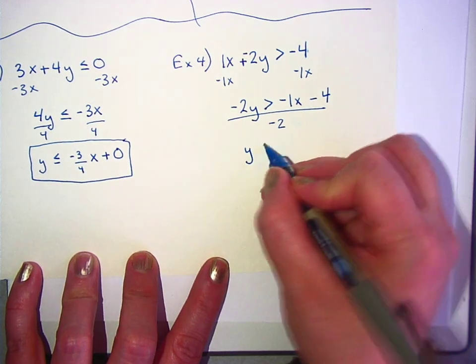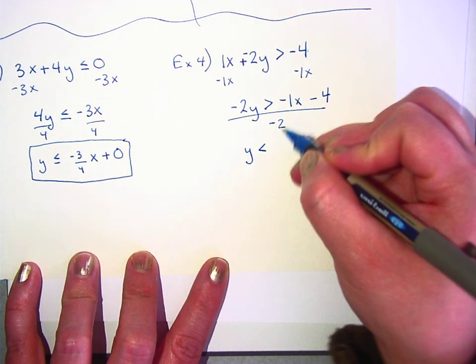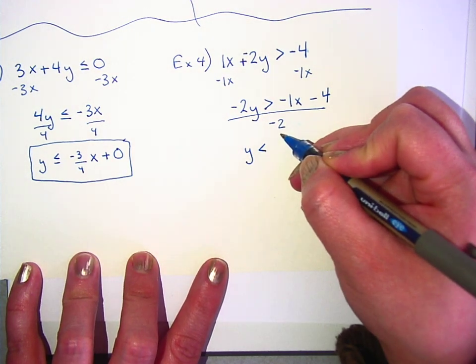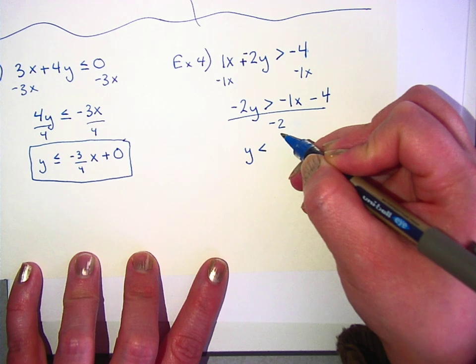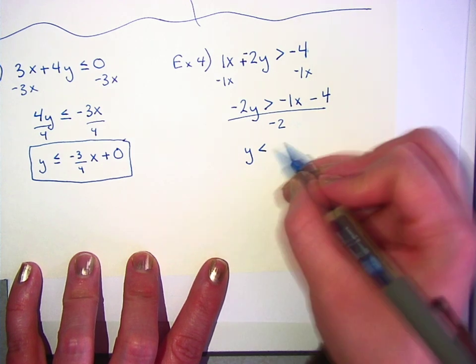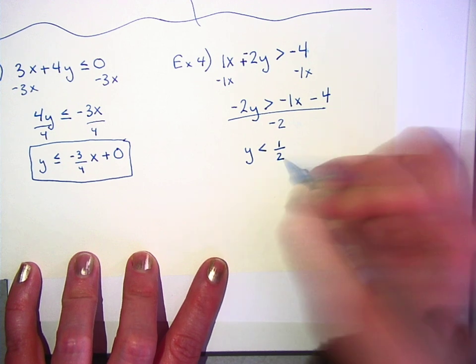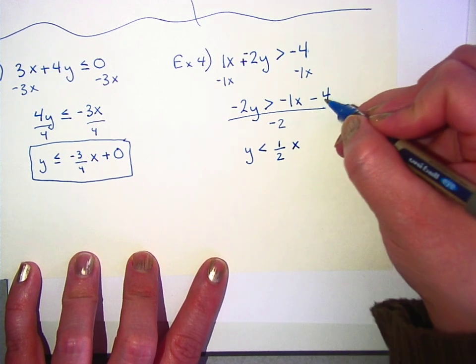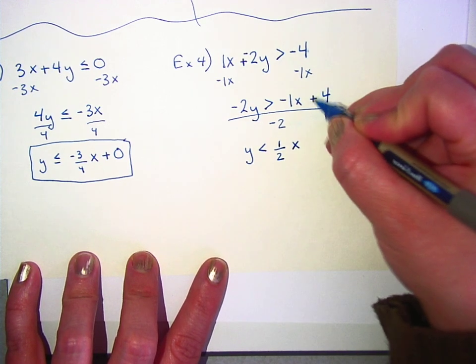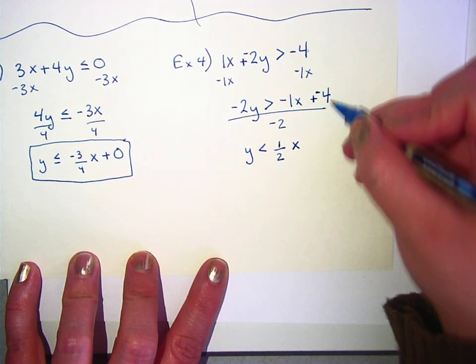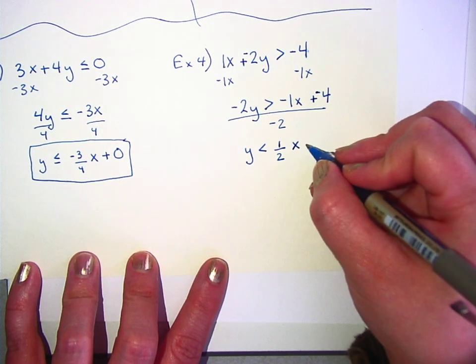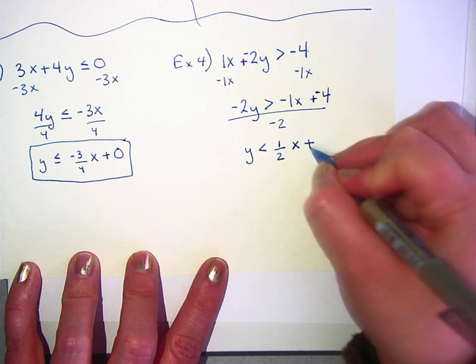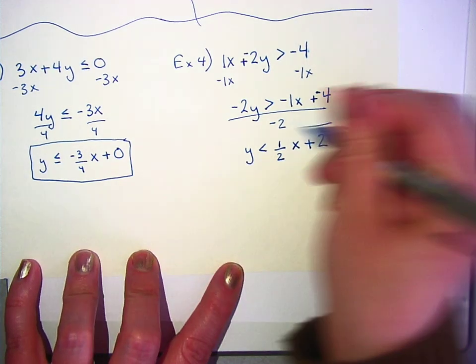I'm dividing by a negative number, so what should I do? Flip the sign. -1 divided by a -2 is a +1/2. Everybody okay with that? Negative divided by a negative makes a positive. Yes. 1/2 x. Remember, this is a -4. You can make it plus a negative if that makes you feel better. -4 divided by a -2 is a +2. Okay, so now this is what you're going to be graphing.